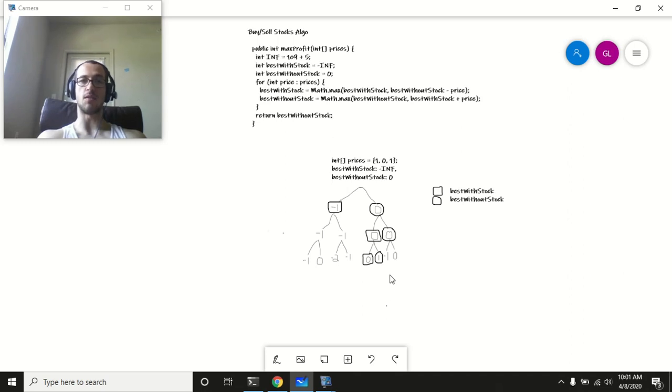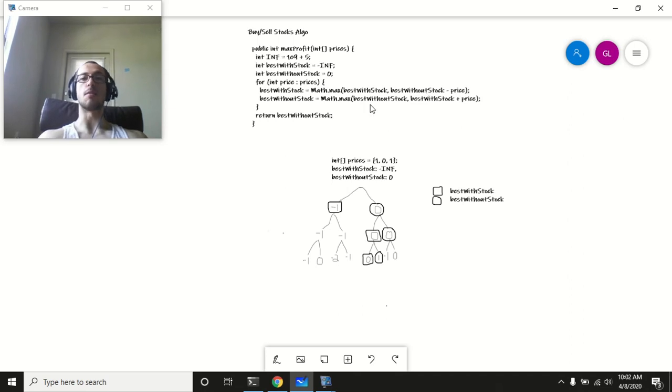And it gives me a better intuitive understanding for what it means to compare best with stock to best without stock minus price, and so on and so forth. So let's go ahead and sum that up. So best with stock is either the previous best with stock or best without stock minus the price, because we're buying. We buy the stock, we give them the price, they give us the share. So we get the share, they get the price, and our profit is reduced by the price.